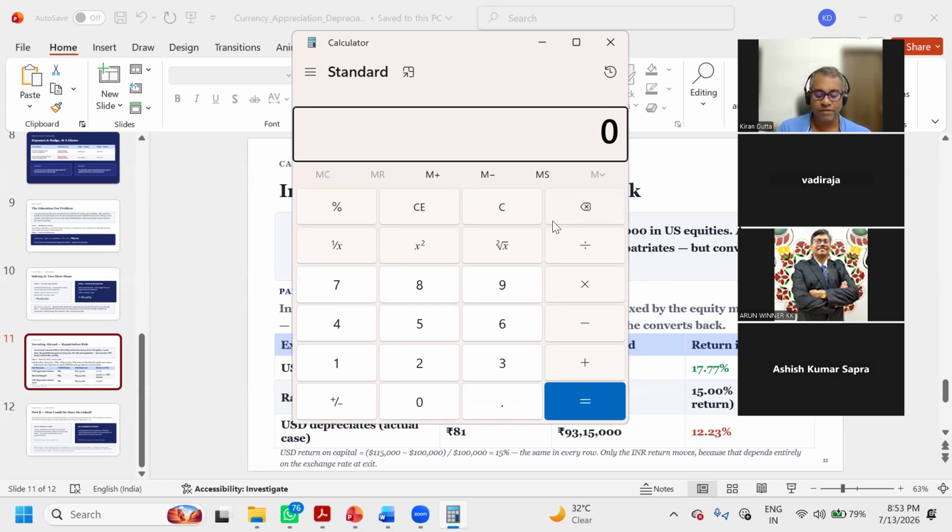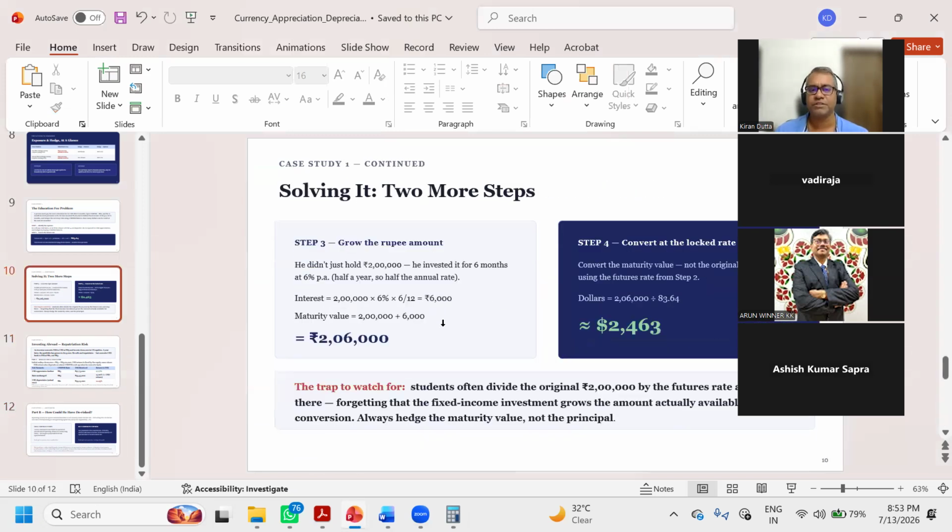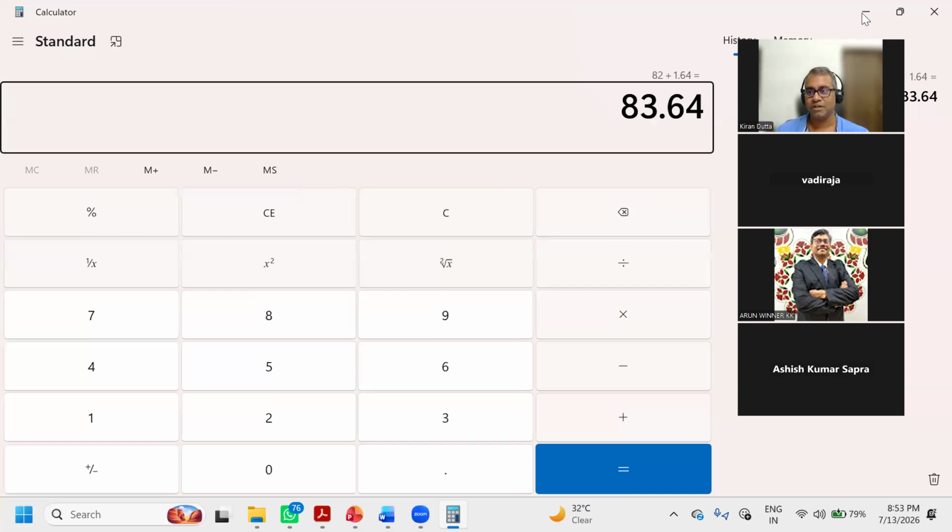Now, what did we say? 82 plus 2%. What is my exchange rate at the end of 6 months, guys? 83.64. Everyone clear on this? I want everyone to be super clear on this example because you will 100% get this question. There's no second chance at all. So 82 plus 2%.